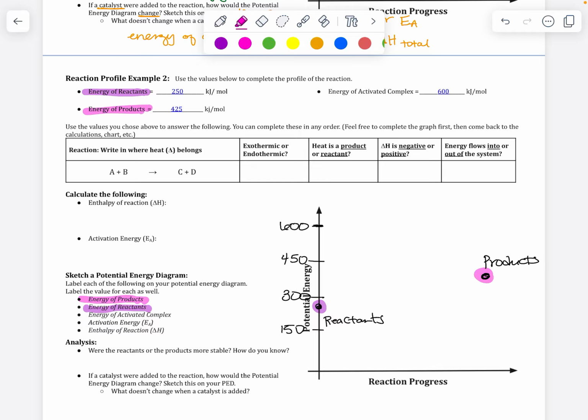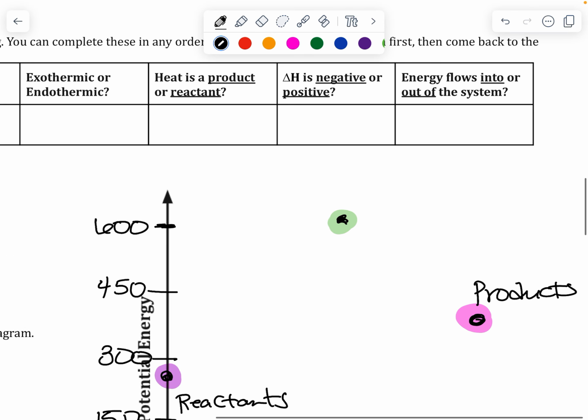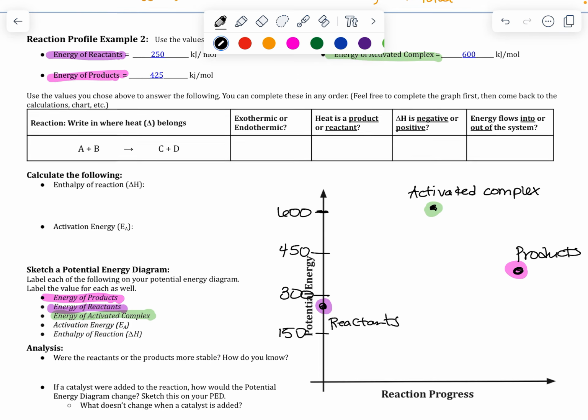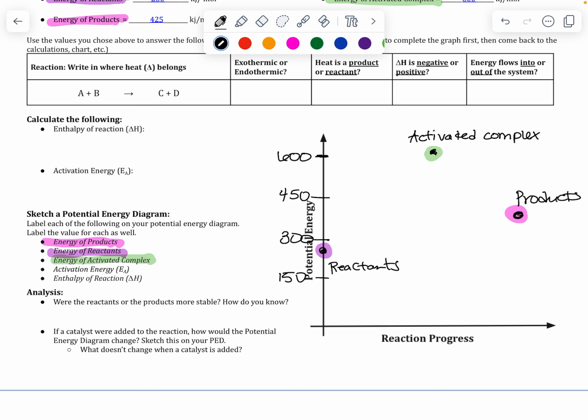And then we've got our activated complex. Energy of activated complex is at 600, so that's right at the top there. And we can kind of start to notice that this one's going to be the other type of reaction that we've talked about, because we can see that our products are now above our reactants.